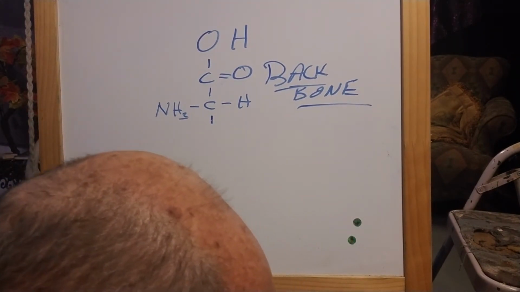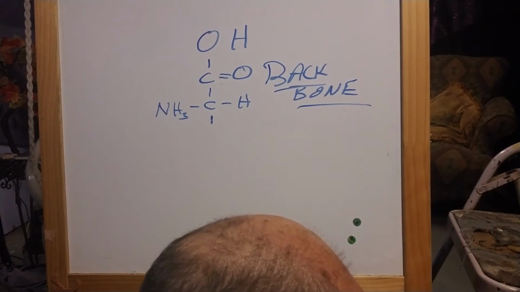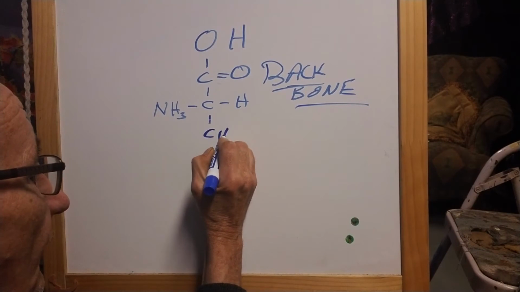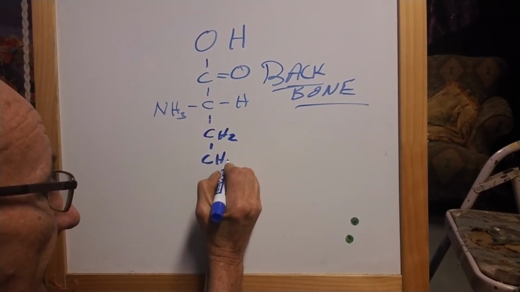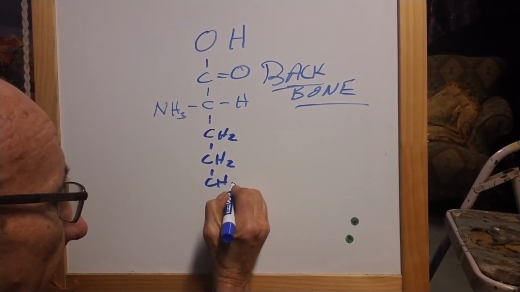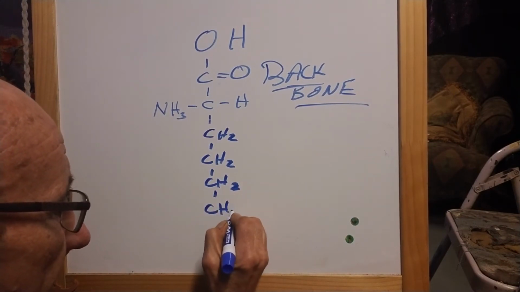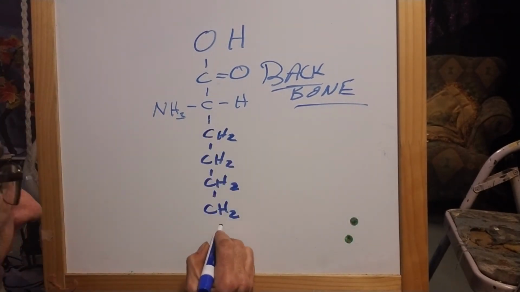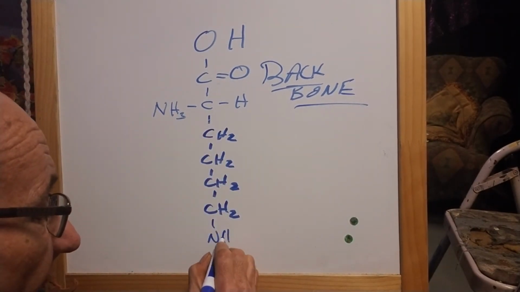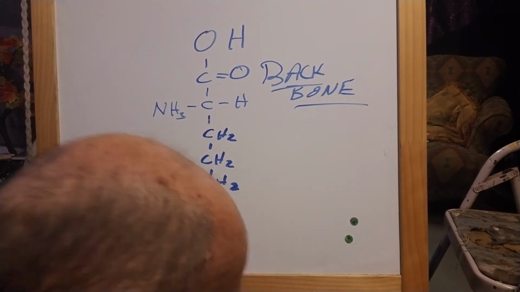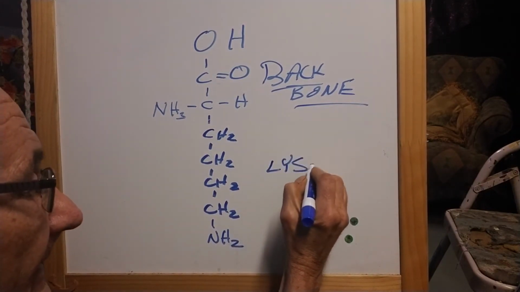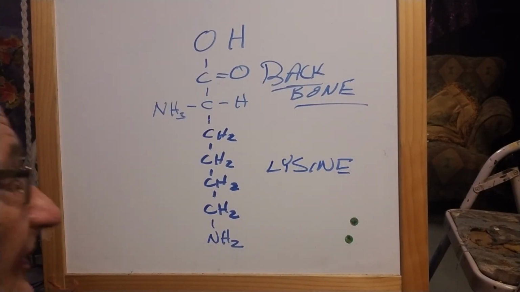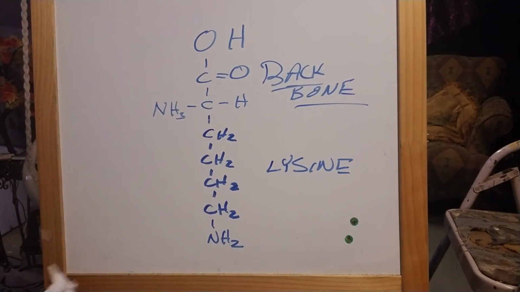And then we have, they start getting a little more complicated. Okay, 4 of them. CH2, CH2, CH2, CH2. And then NH2, a nitrogen. This is lysine. This is an essential. You must eat this.